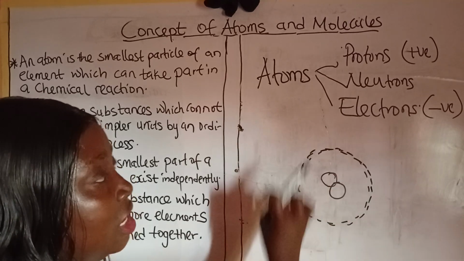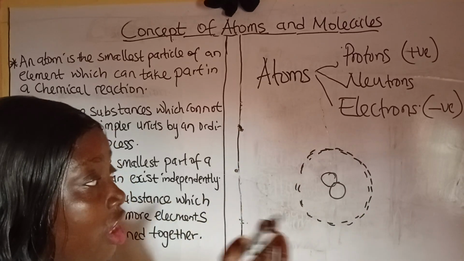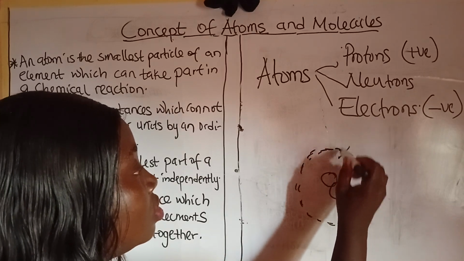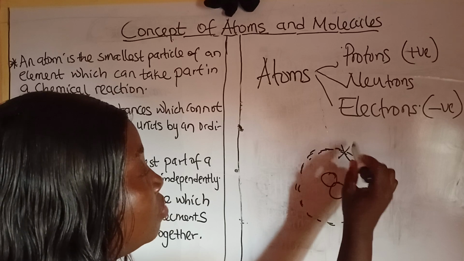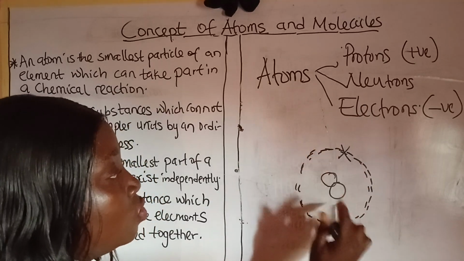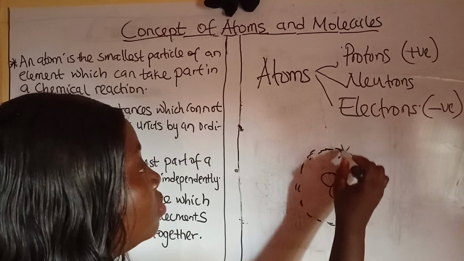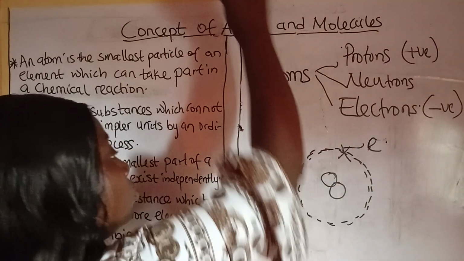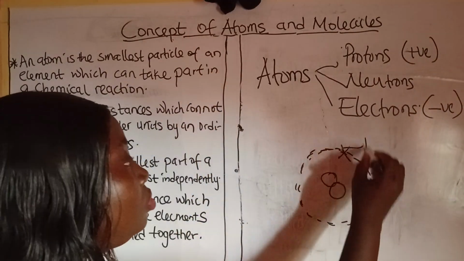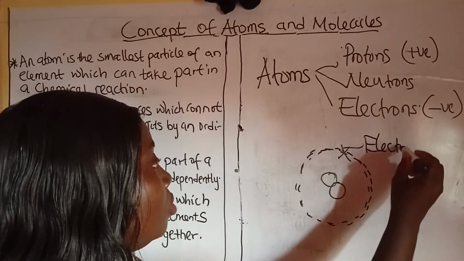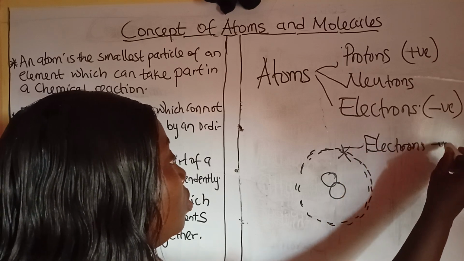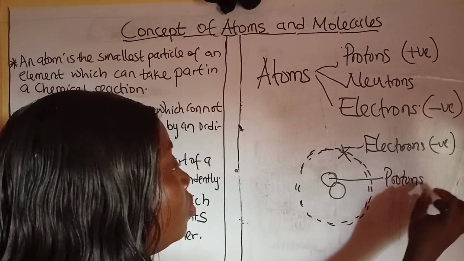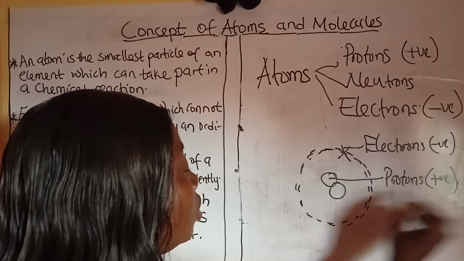And the environment where we find the electrons is called the shell. So at the shell, we find the electrons, the negatively charged particles, and in the nucleus, we find the protons. Okay, let's go like this. Electrons, here we have the protons and the neutrons.